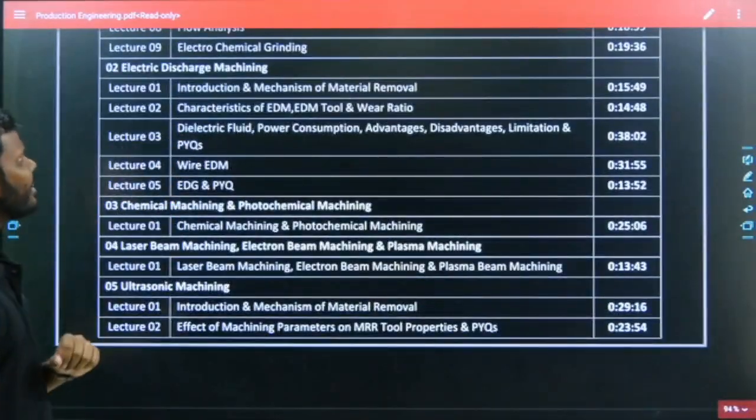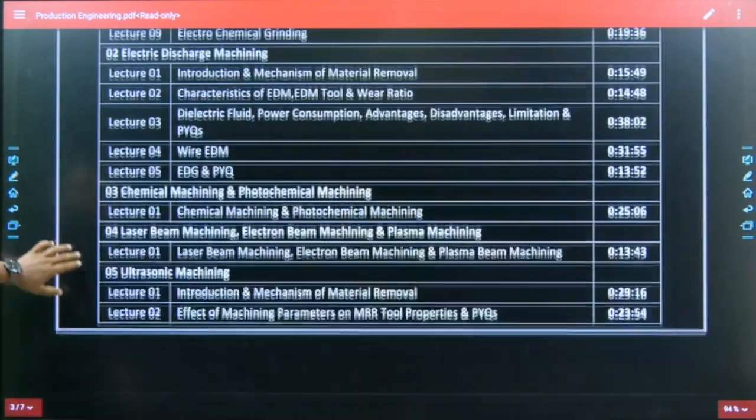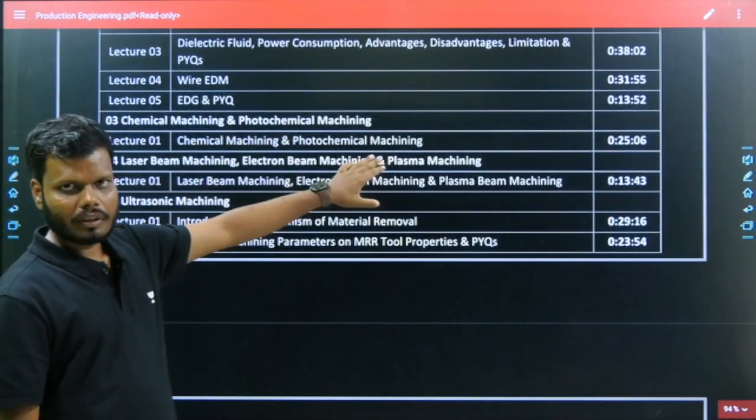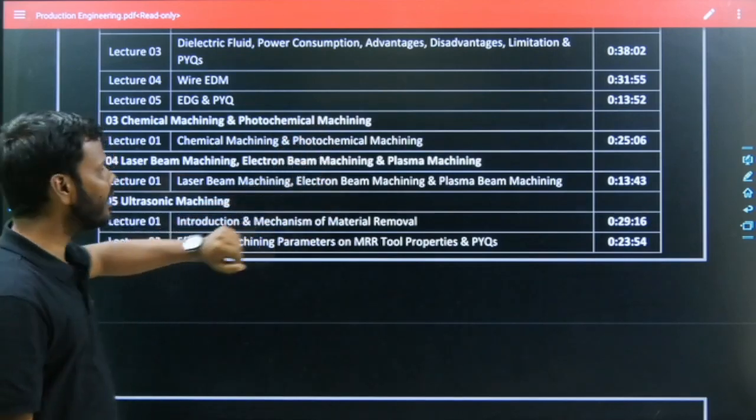Next one is electric discharge machining. Next, chemical machining and photochemical machining. This one is also important for GATE examination.